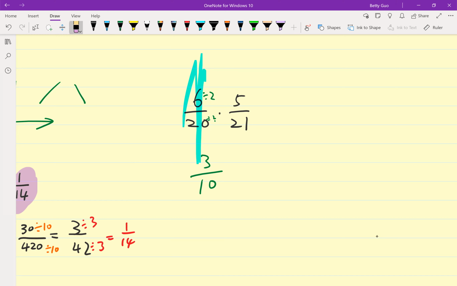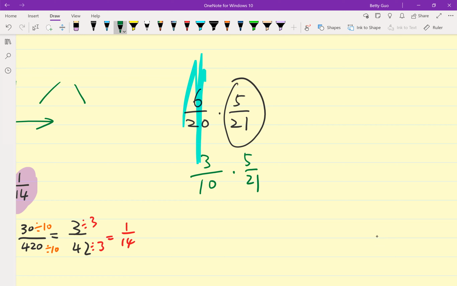The second vertical is to reduce the second fraction. Sometimes, like in this case, the second fraction, 5 over 21, has numerator and denominator already mutually prime, so it's already in the lowest form. Then you don't have to do anything. You just copy it.